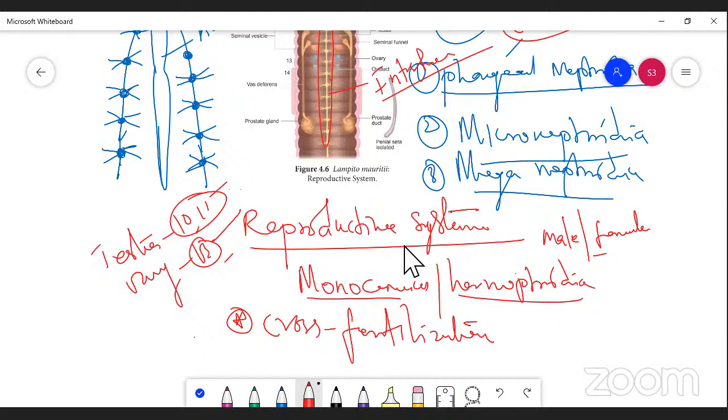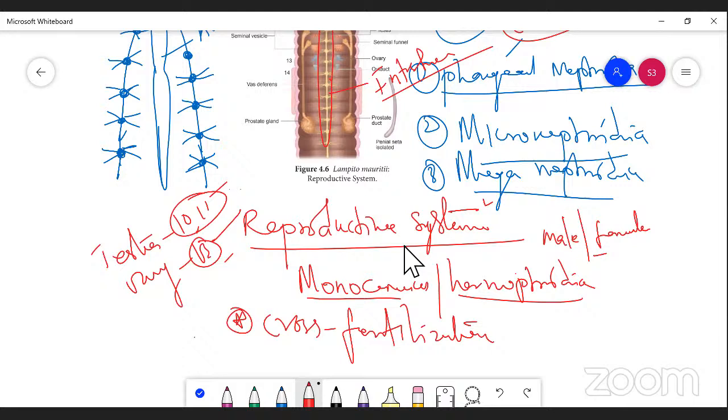According to the reproductive process, earthworms are monoecious. Why? Because male and female reproductive organs are found in the same individual. Very good. Male and female reproductive organs are found in the same individual.